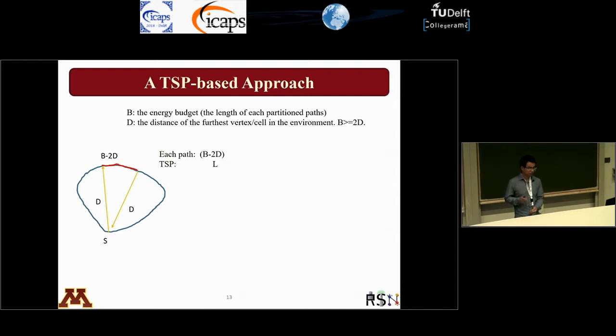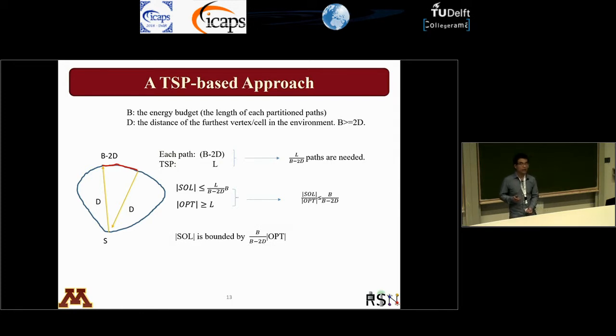So if the total length of this TSP tour is L, then this method needs at most this number of passes to fully cover the environment. And since the maximum length of each path is at most B, this solution needs at most this much energy to fully cover the environment. We also know that the optimal solution needs at most L units of energy to fully cover the environment. So we can say that this method is bounded by this number times the optimal solution.